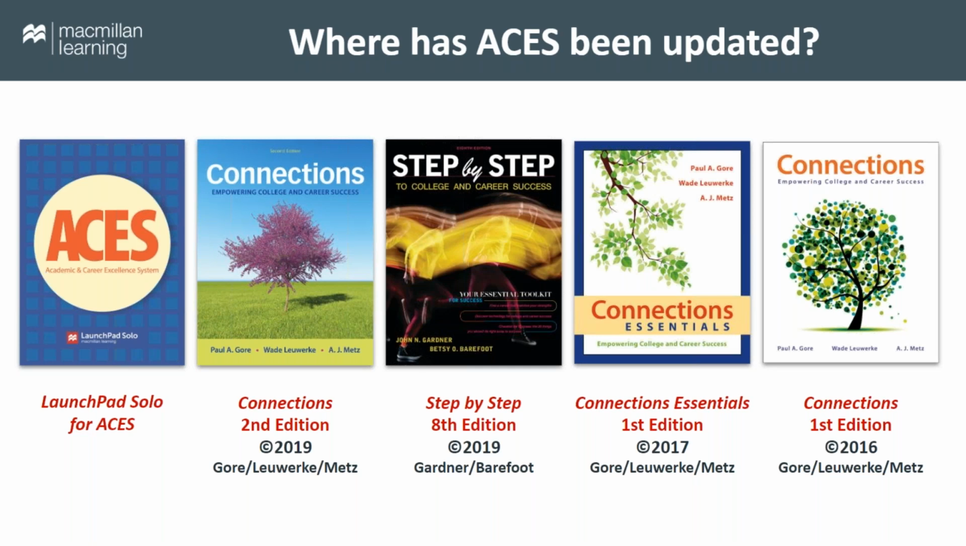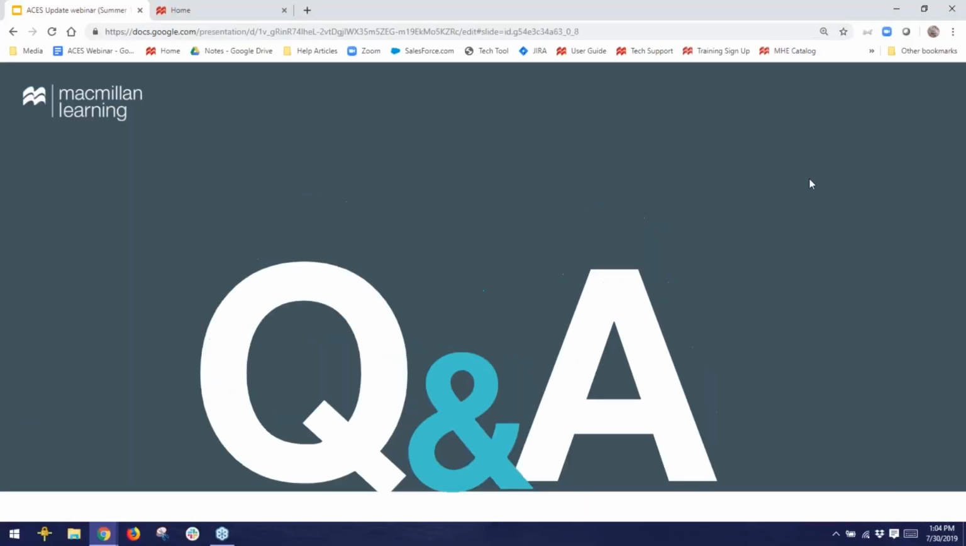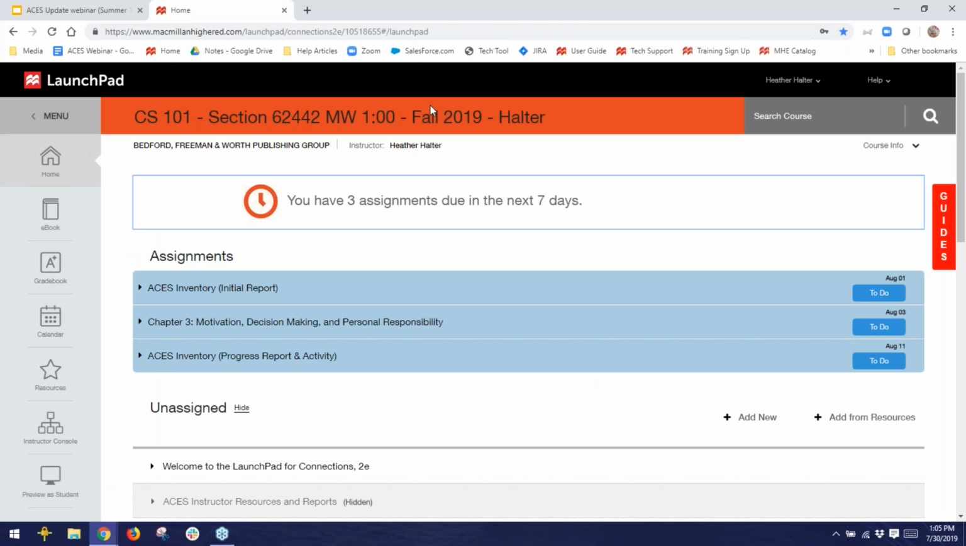Specifically, we're going to take a look at the new organization and new functionality for ACES, which is available in Launchpad Solo, in its own product, Connections, both the first and second editions, Connections Essentials, and Step by Step. We're going to take a look at a new ACES folder for instructors, the new dashboard that's available, and the 4 types of reports that are now available as well. I'm going to exit out of my slides here and jump on into Launchpad itself.